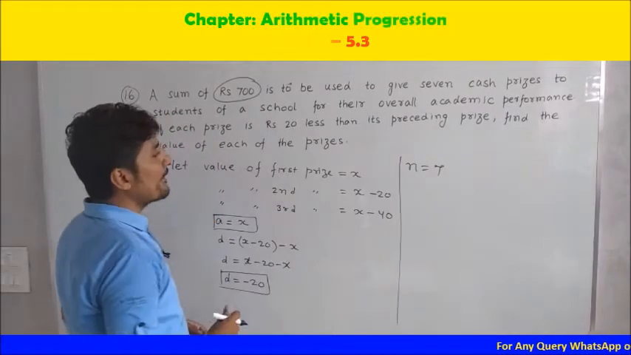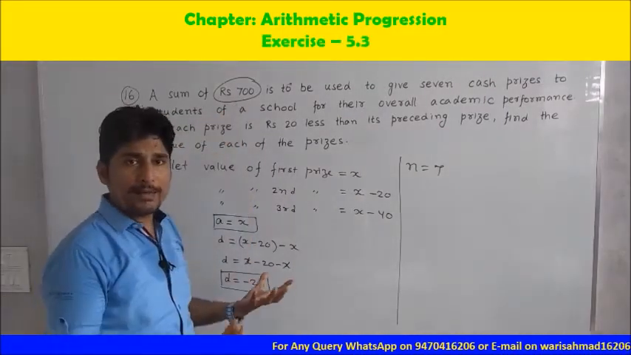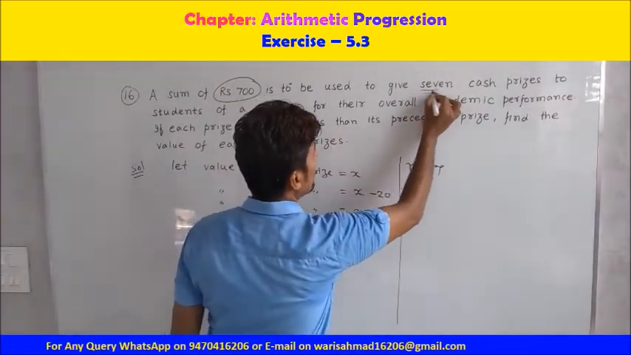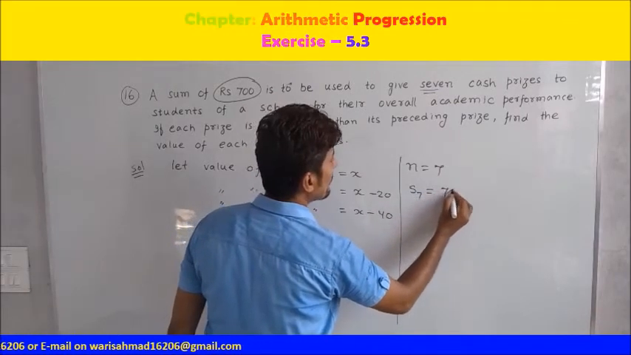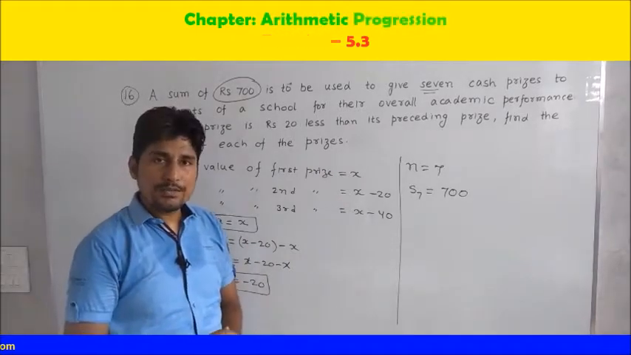Now in the question it is given that the sum of all the prizes is rupees 700. How many prizes are there? There are 7 prizes, 7 cash prizes. So the sum of 7 prizes is given as rupees 700. So we can write it there. S7 is equal to 700.